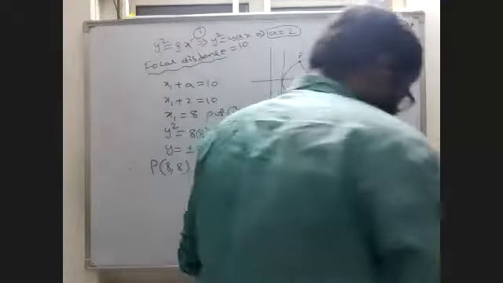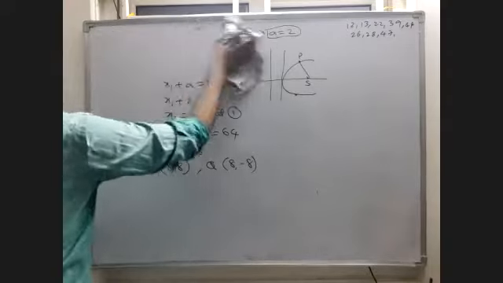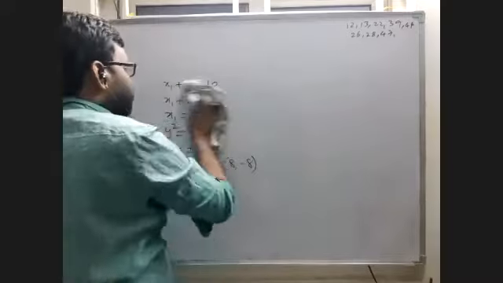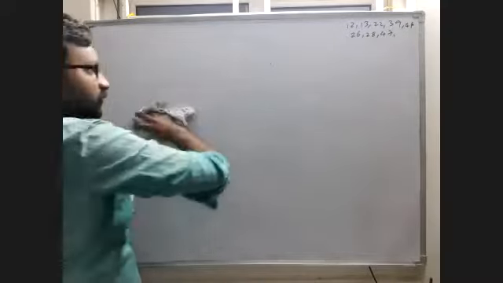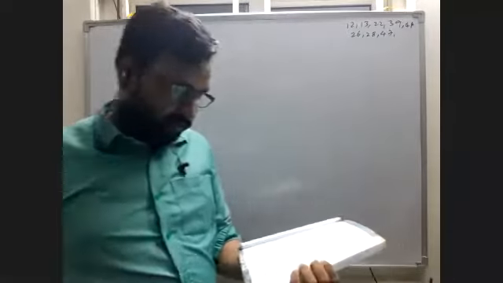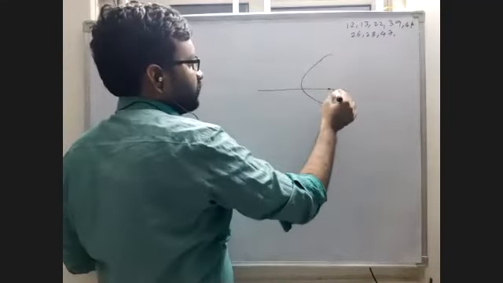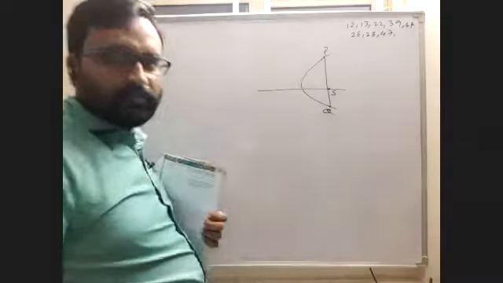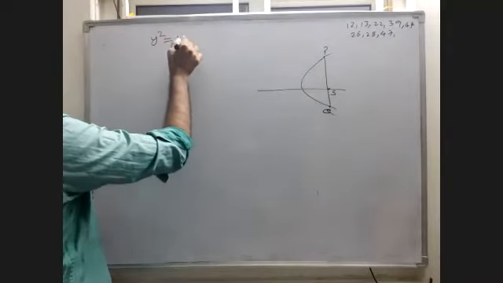And next question number 13. Question number 13 is what? PSQ, focal chord. That is what? PSQ is a focal chord of the parabola. This is S, this is P, this is Q. PSQ is the focal chord of the parabola y square equal to 16x.